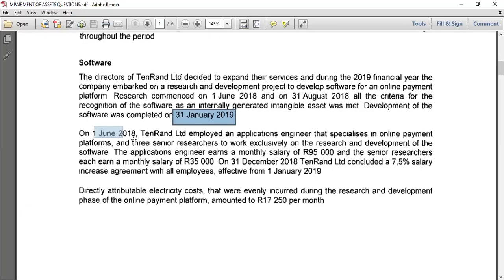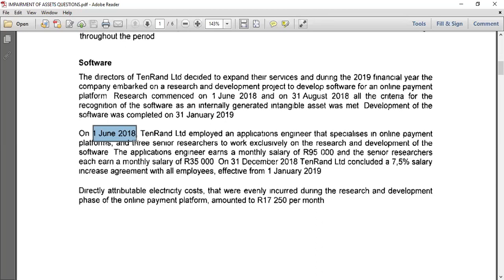Right, on 1 June 2018, 10 Rand Limited employed an applications engineer that specializes in online payment platforms, and 3 senior researchers to work exclusively on the research and development of the software. When they say they worked exclusively on the research and development, that means they were working full time on the research and development of the software. The application engineer earns a salary of 95,000, and the senior researchers each earn a monthly salary of 35,000.